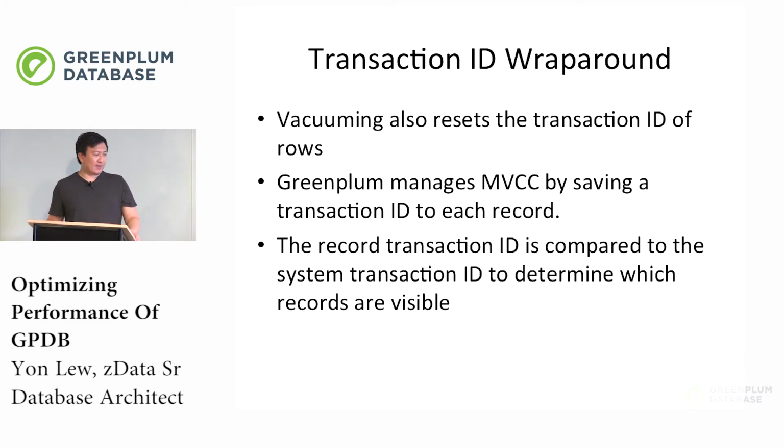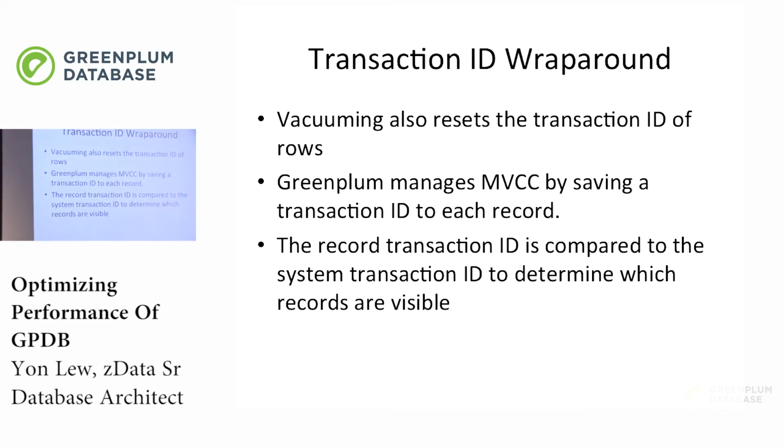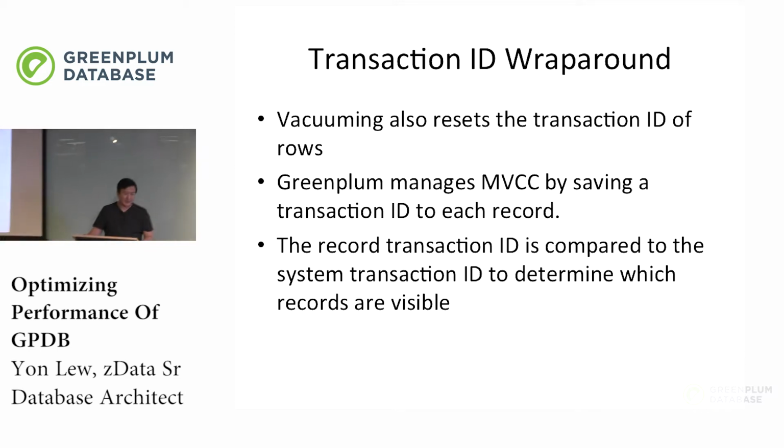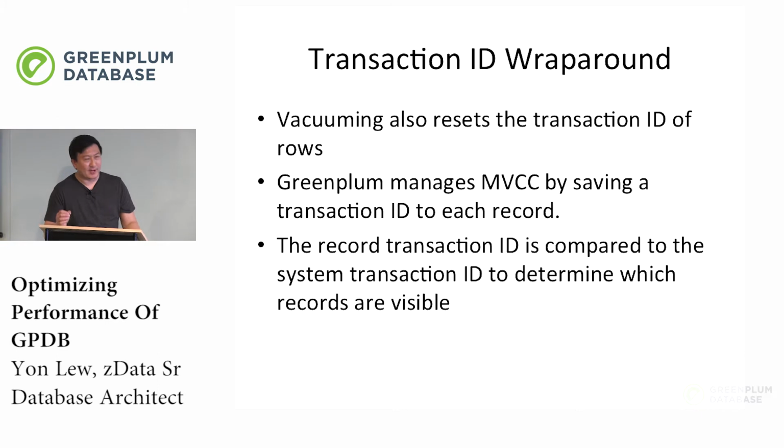The other thing that vacuum does, which is essential to the proper functioning of the database, is address transaction ID wraparound. Right, so Greenplum and Postgres both manage MVCC by saving a transaction ID to each record. Everybody knows what MVCC is, right? That's how Greenplum and other databases, like SQL Server and Oracle, manage concurrency. Every record in Greenplum has a hidden system column that records the transaction ID of the transaction that either created or deleted that record.